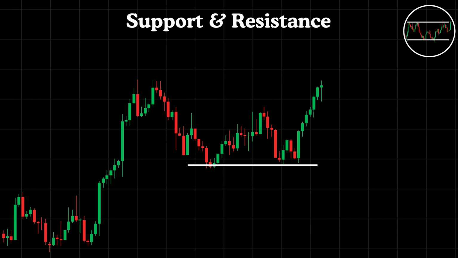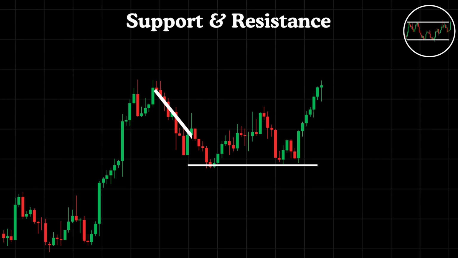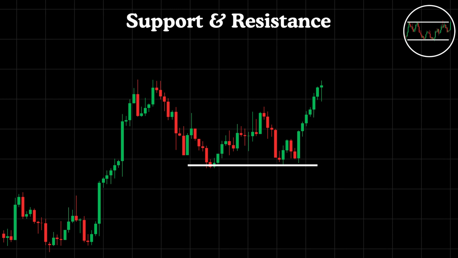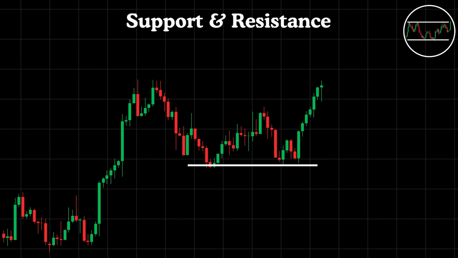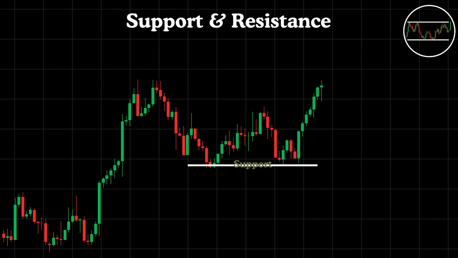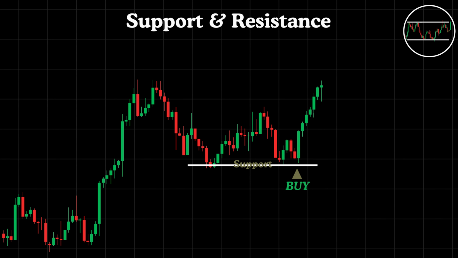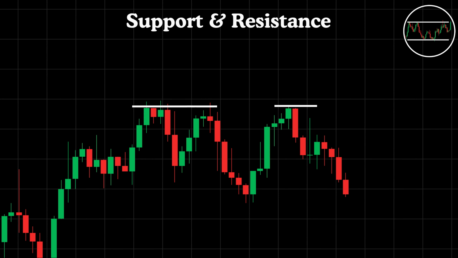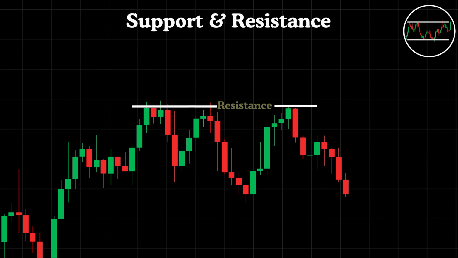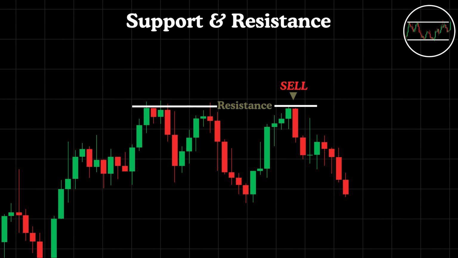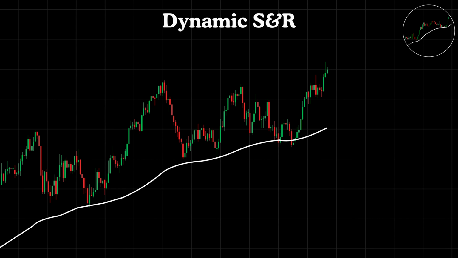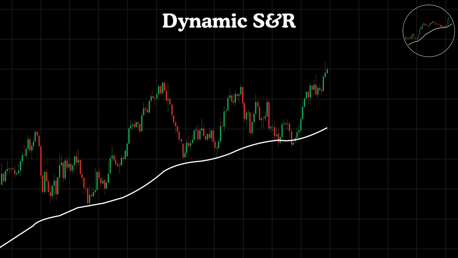Support and resistance are important horizontal levels where price has previously reacted and may potentially react again in the future. When the level is below the current price, it's referred to as support, and it's often seen as a zone where buy positions can be considered if price returns to it. On the other hand, when the level is above the current price, it's called resistance, and sell positions may be taken when price moves near that level.